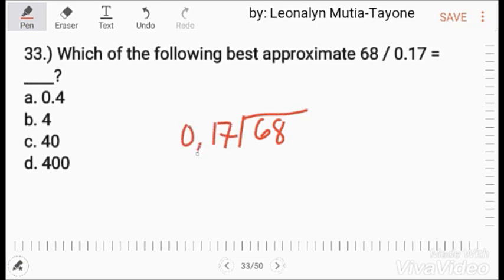0.17. Dapat itong divisor ay whole number. So, 1, 2. I-move natin. Dalawa rin. 1, 2. So, may dalawang 0 dyan. At itong decimal ay i-carry natin dito sa taas.